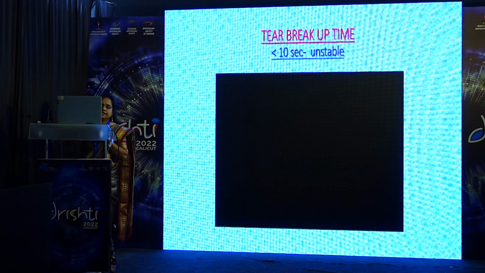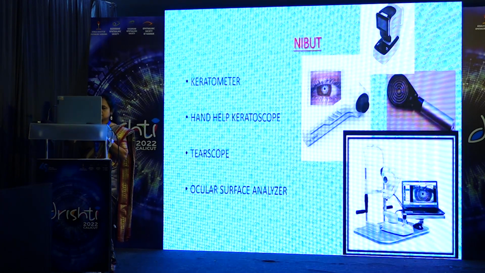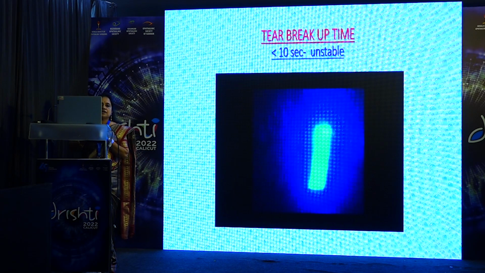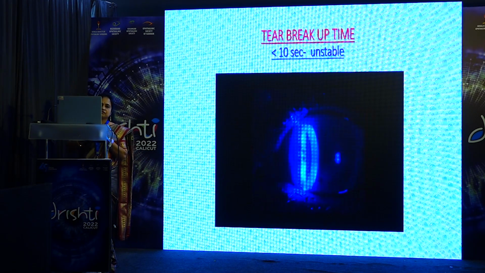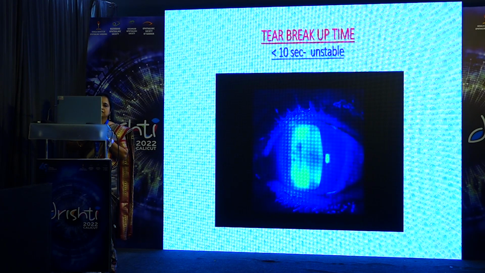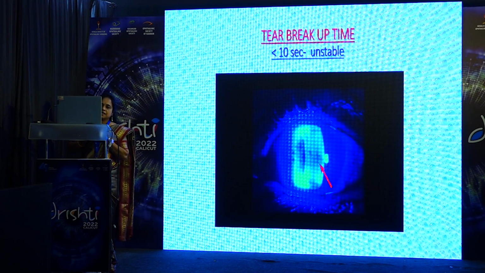The next test to analyze the tear film stability is the tear breakup time. We instill a drop of fluorescein and we ask the patient to blink a few times so that the fluorescein gets spread thoroughly, and then we ask the patient to stop blinking. We start the stopwatch or count. We measure when the first dry spot, the black spot, appears. So the time lapse between the last blink and the first dark spot is the tear breakup time.